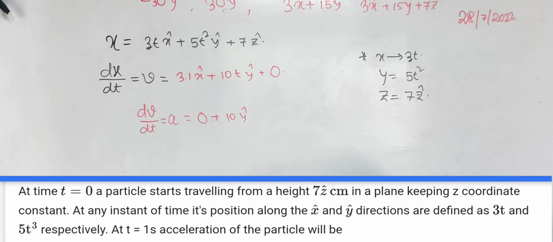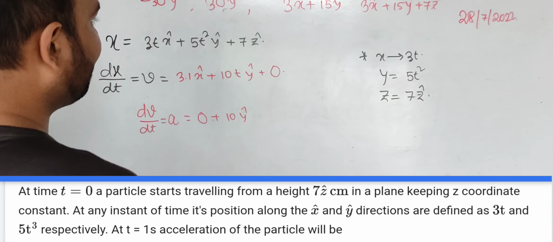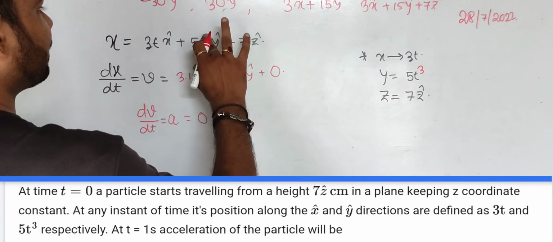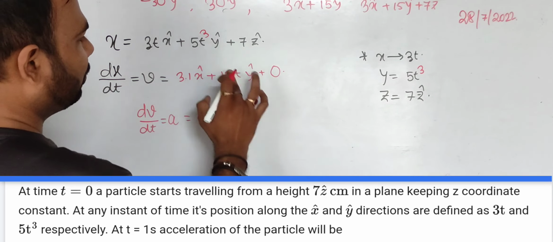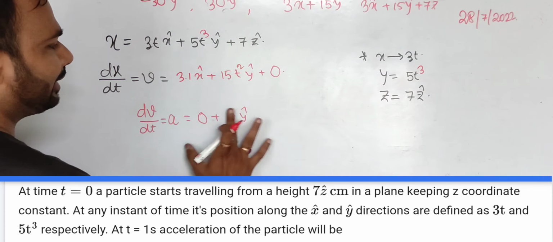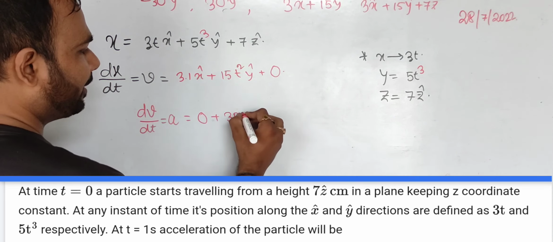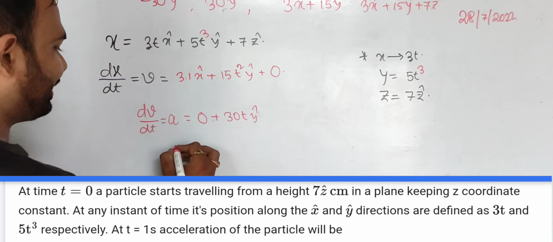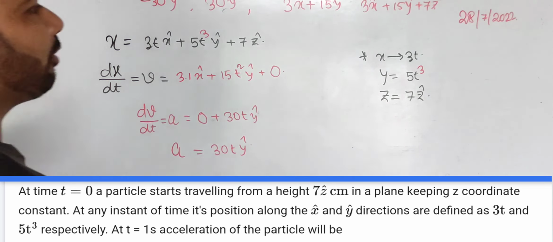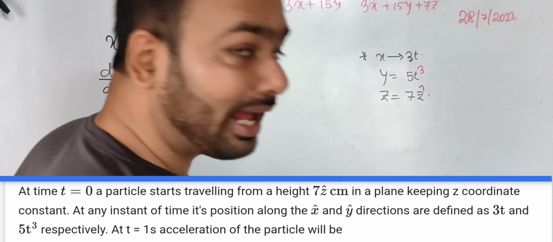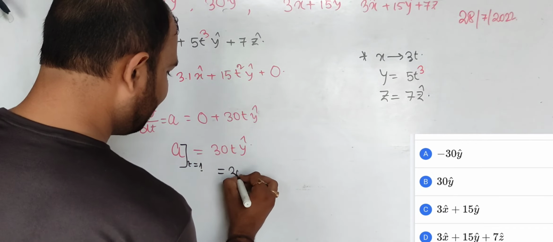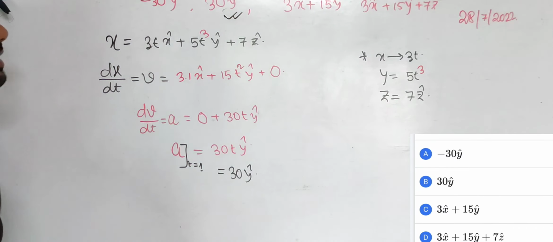Okay, I think I've done something wrong. y equal to 5t cube is given, sorry. So 15 t square. After differentiating this, we'll get 30t y cap. So the acceleration is 30t y cap. If you put t equal to 1, because they have asked the acceleration at t equal to 1, we simply put the value and we'll get 30 y cap. Option B is the correct answer.